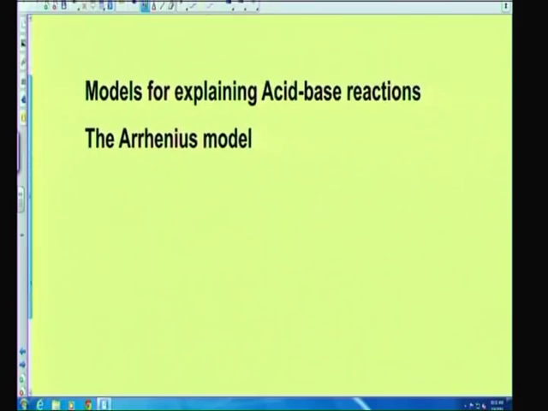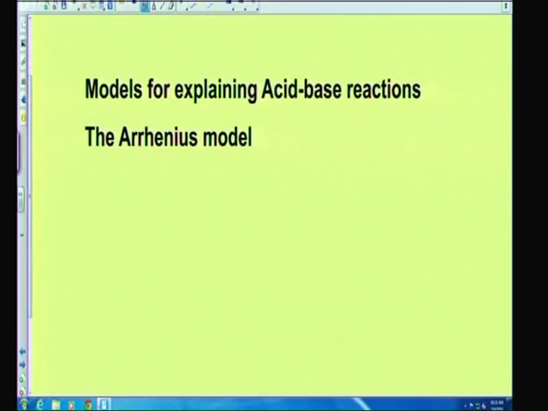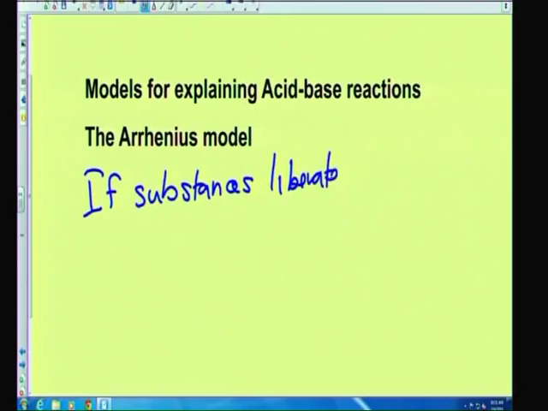Now, what about the other model for describing acids and bases? This is an older model, developed by a man called Arrhenius, and the Arrhenius model is slightly different, and it is a little more limited, because what Arrhenius said is if a substance liberates or produces hydrogen ions, H+ ions, then it's an acid.